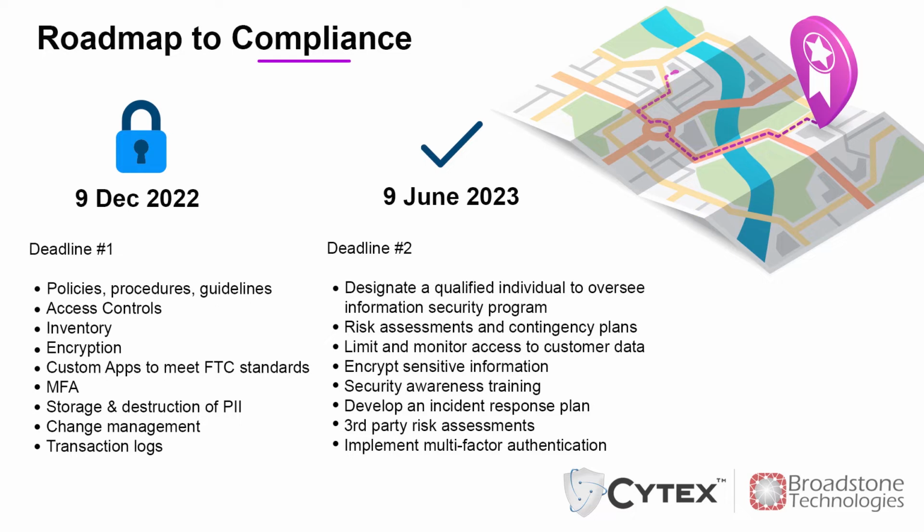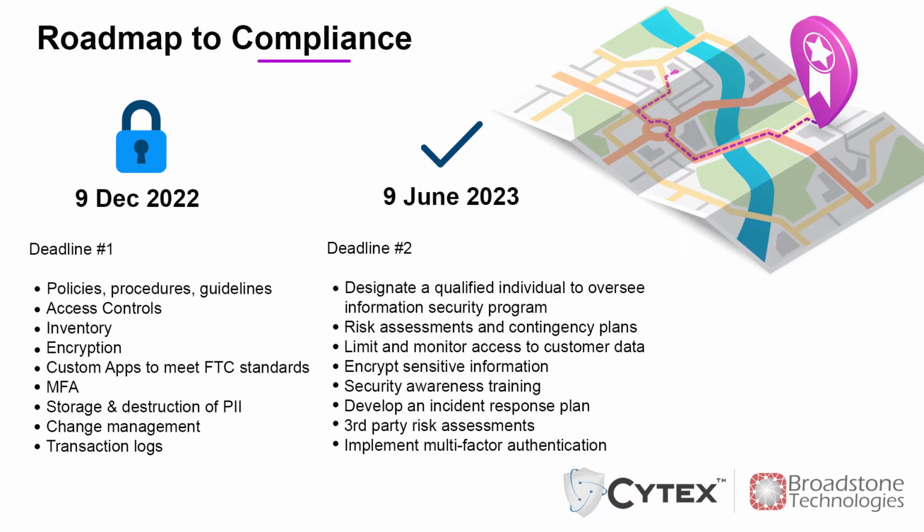Don't panic if you're not there yet. Certainly organizations like our own can help you get there. But the original deadline of December 9th was extended. So there actually is now a two-step process for compliance, the first of which should already be in place, which includes having your policies, procedures, and guidelines in place, implementing access controls, having an inventory of your data assets, encryption of data, custom apps that meet the FTC standards, which are generally the NIST standards, multi-factor authentication, storage and destruction of personal information, change management, and also the logging of transaction logs.